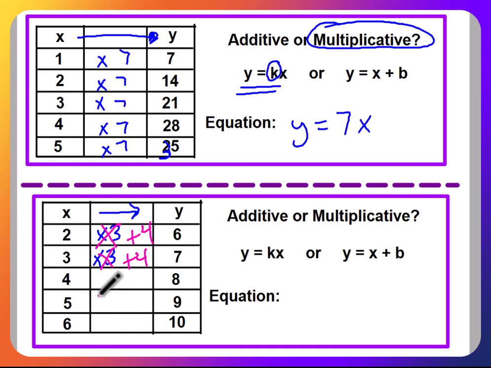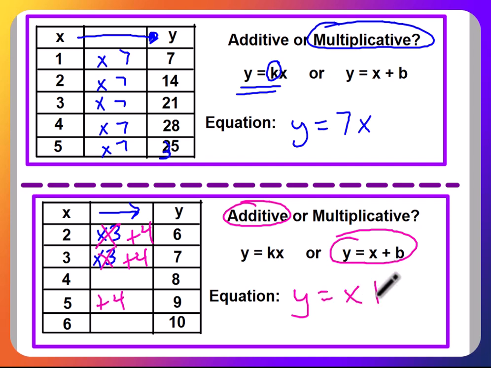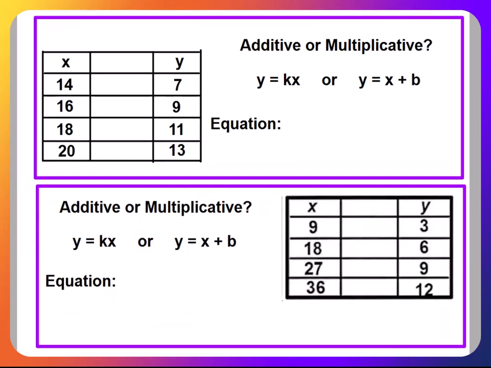I'm going to come down here to the 5. What is 5 plus 4? 9. So that's our rule. It is additive, and each time we're adding 4. So this is the equation we would use, and we would replace the constant, the b, with a number. The x and the y stay as x and y. We don't change their positions. So it's going to be y equals x plus 4. That is your equation. So pause the video and try writing the equations for these two problems. Once you're done, come back and check.